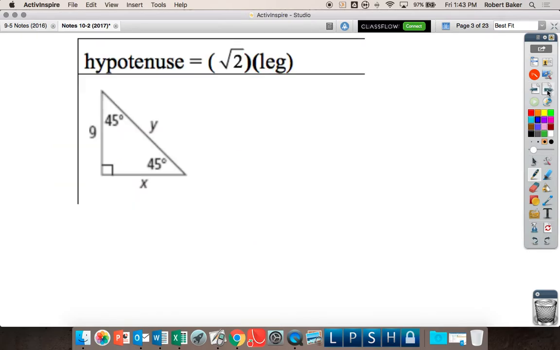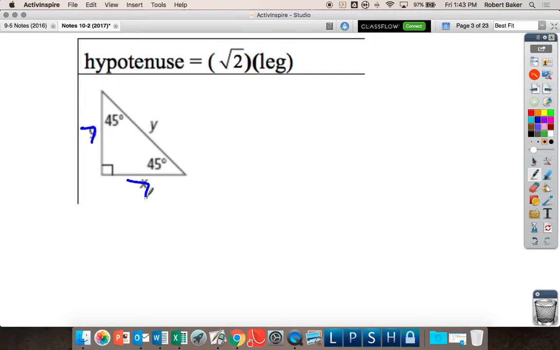So in your notes, we just did that one. Can we change it? How about a 7? It says, I want to find x and y. Do we need any math to figure out how big x is? How big is x? 7, because this leg will always equal this leg in a 45, 45, 90.